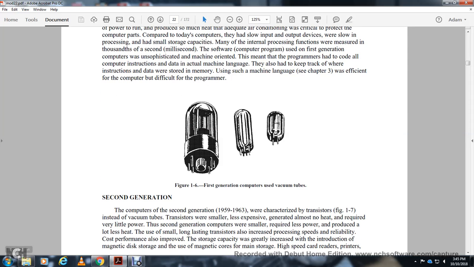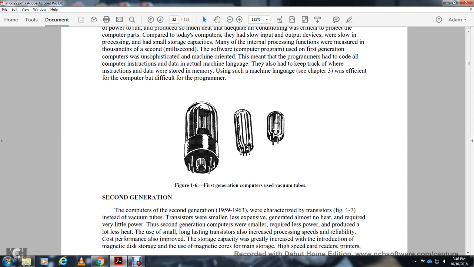Second generation, from 1959 to 1963, was characterized by the transistor instead of the vacuum tube. Transistors were small, less expensive, and generated almost no heat. Second generation computers were smaller, but required less power and produced much less heat. The use of small, long-lasting transistors also increased processing speed and reliability, and cost performance also improved.